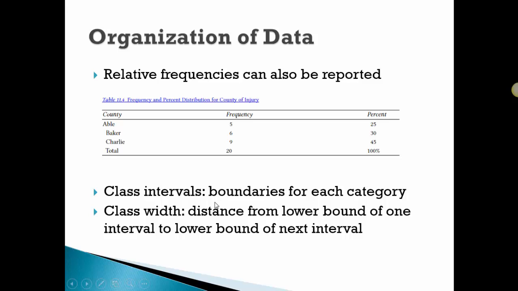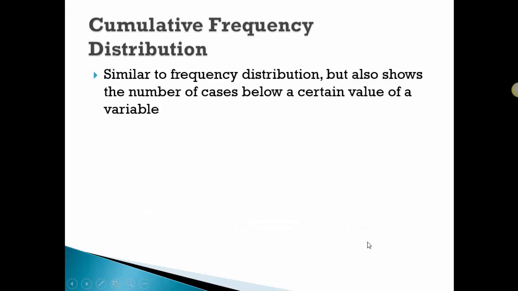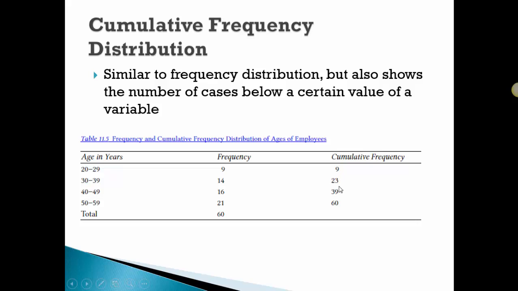Now, this only applies with numerical data and not with categorical data. Cumulative frequency distribution shows the cumulative frequencies. So up through 39, we've accounted for 23% of the data in this particular group of employees' ages.